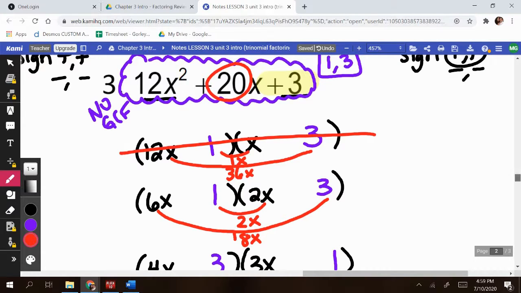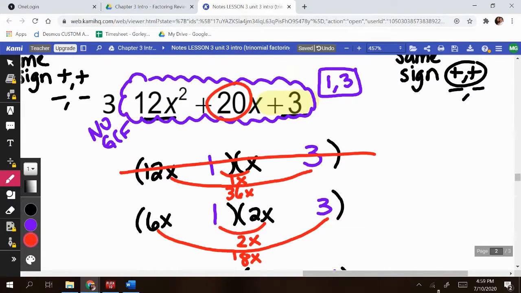Okay, remember we were supposed to have the same sign all along because we saw pluses everywhere in that original standard form. So I'm going to say that this would have to be 6x plus 1 and 2x plus 3.